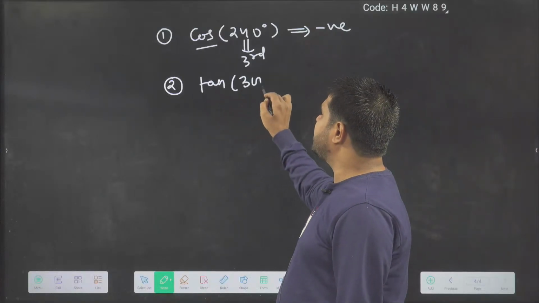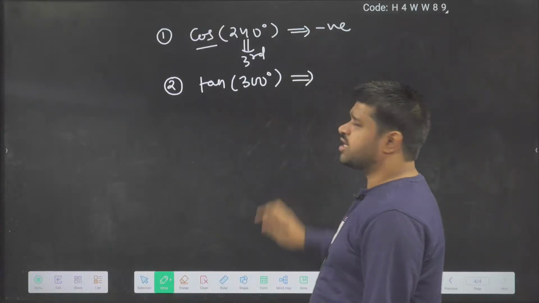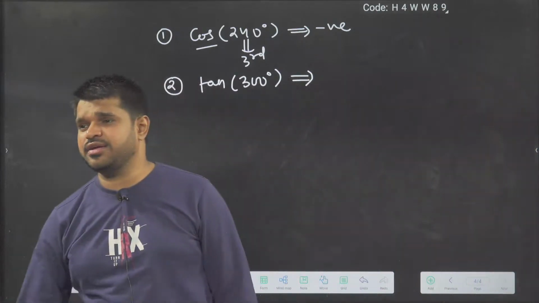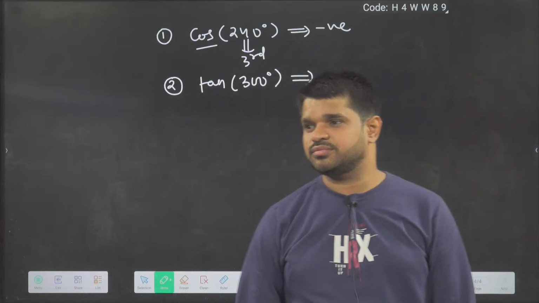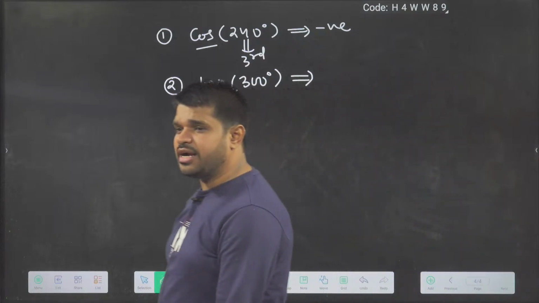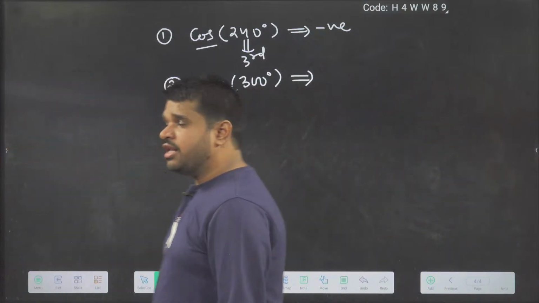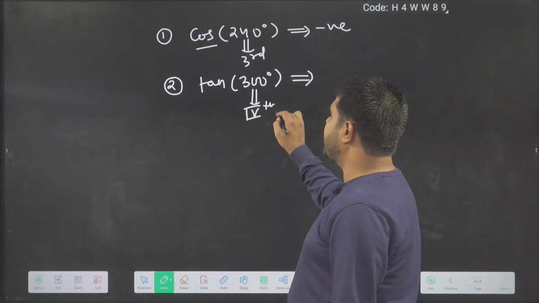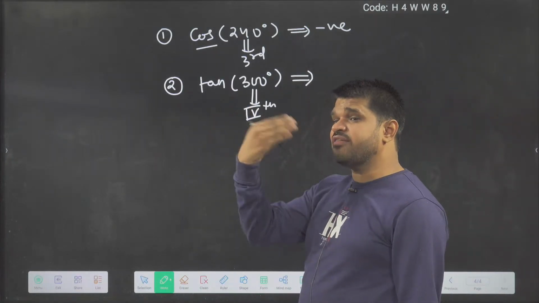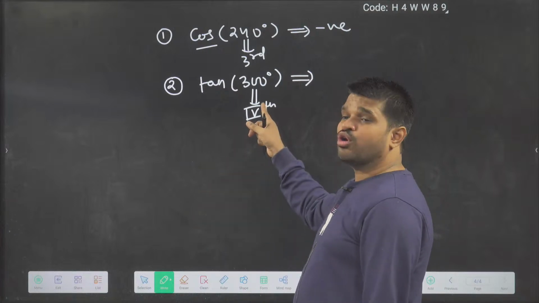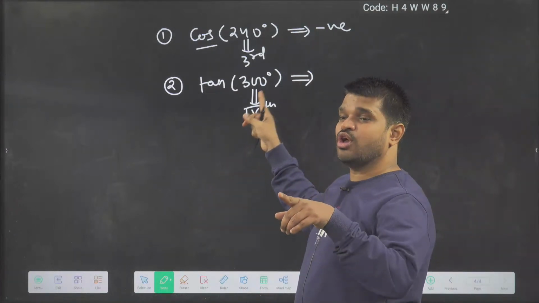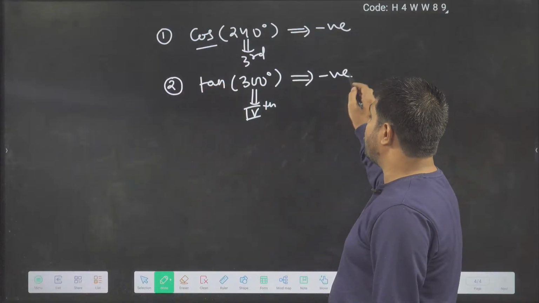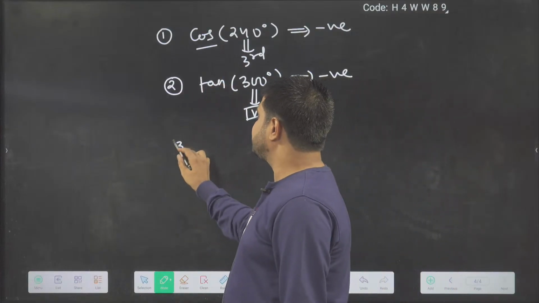Second, tan 300 degrees. Who will tell me the answer? Tan 300 degrees. Good. 300 is in the fourth quadrant. How is it in the fourth quadrant? It is between 270 and 360. In the fourth quadrant, only cos is positive. Tan is not positive. So negative.